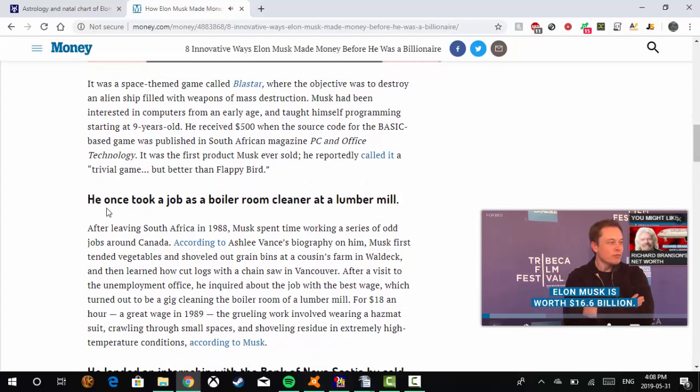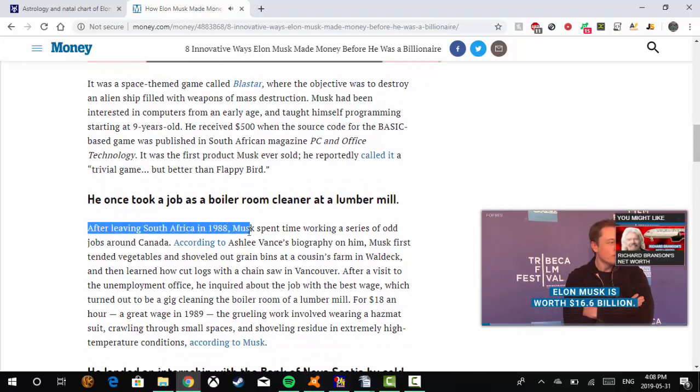So right there, after leaving South Africa in 1988, we can see we've confirmed it. He left South Africa in 1988. You can use more sources if you want, but that's good enough for me right now.